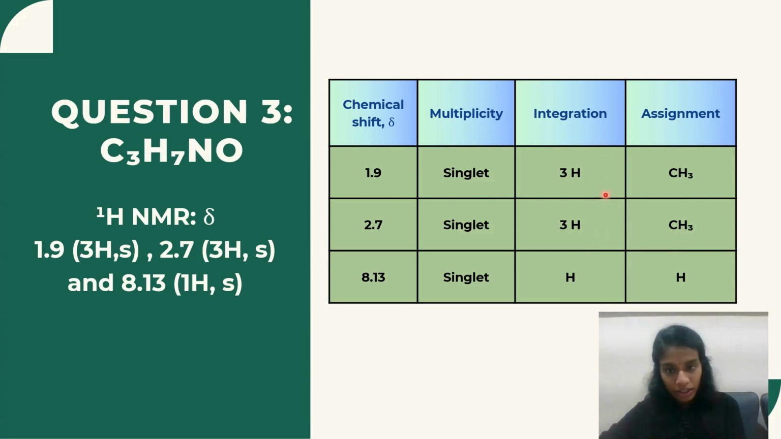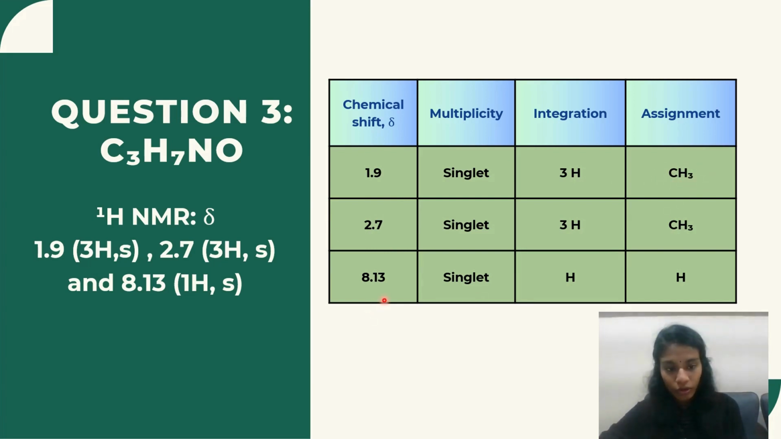Both cases have 3H, which means the group should have 3 hydrogens. So obviously we can know that these are methyl groups: one methyl group here, another methyl group here. Why does this methyl group have a higher shift compared to this one? This is because this CH3 could be attached to an atom which is not C. That is why it is downfield, deshielded, compared to this methyl group.